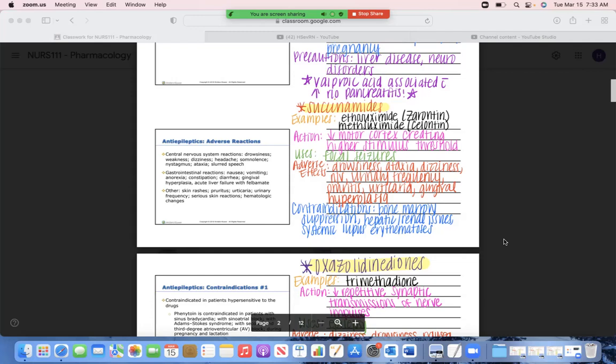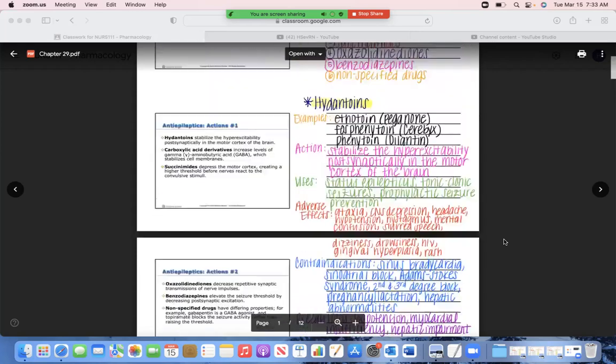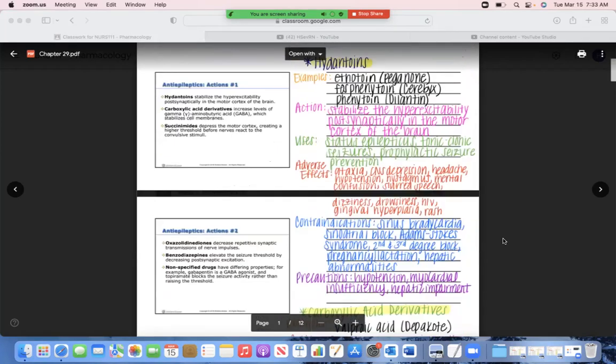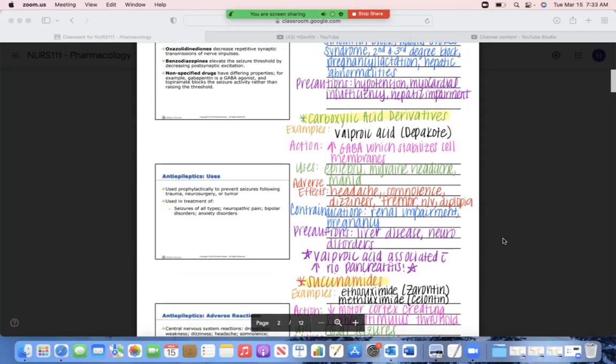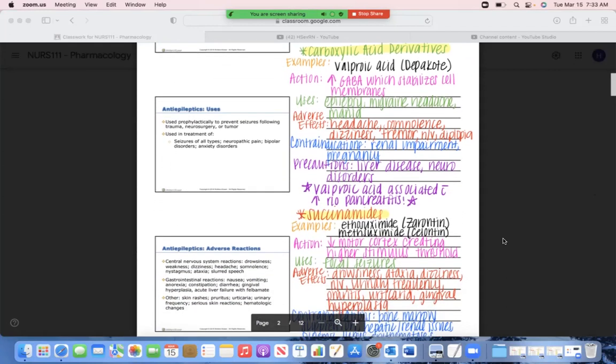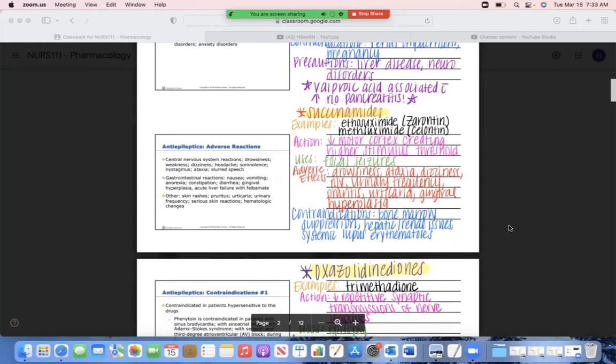If they have hepatic or renal issues, or if they have lupus, we do not want them to be on a succinamide as well. Okay, so we've talked about hydantoins like phenytoin, carboxylic acid derivatives, which is like valproic acid, Depakote, and succinamides.